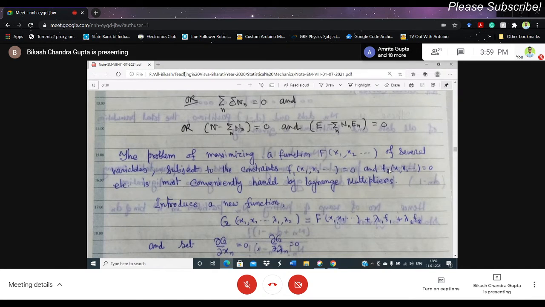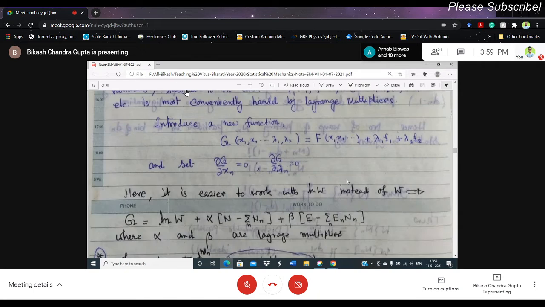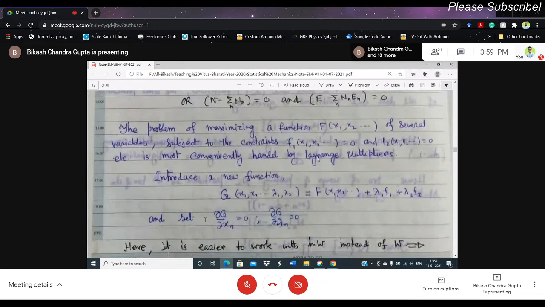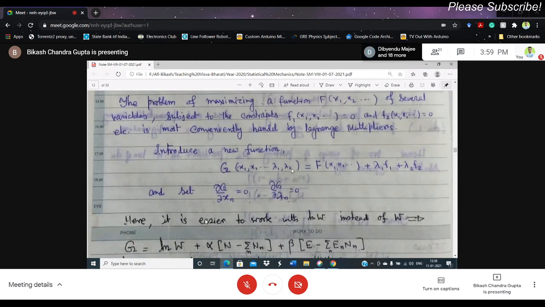Suppose there are two constraints. In case we have two constraints, we can also have many constraints. In general, introduce a new function, which is a function of x1, x2, dot dot dot, and lambda 1, lambda 2. Lambda 1, lambda 2 are parameters which are called Lagrange multipliers.